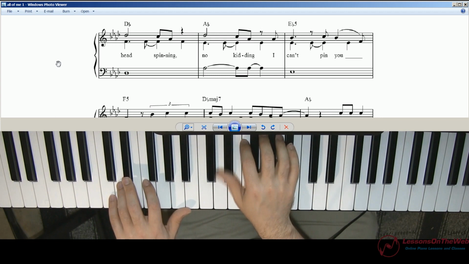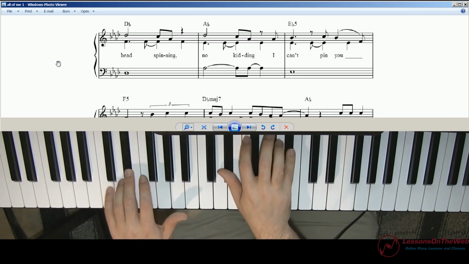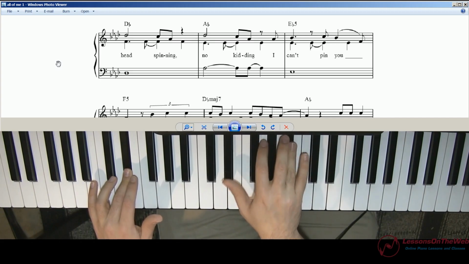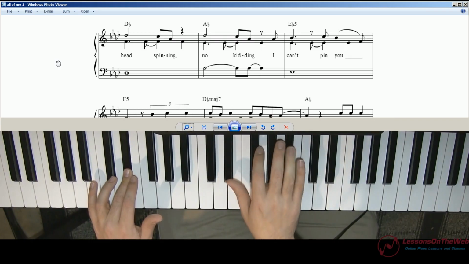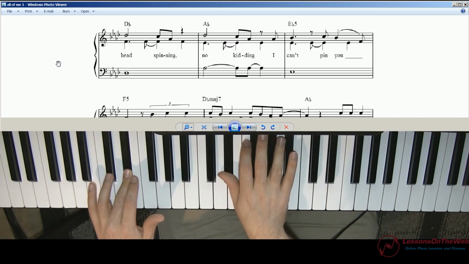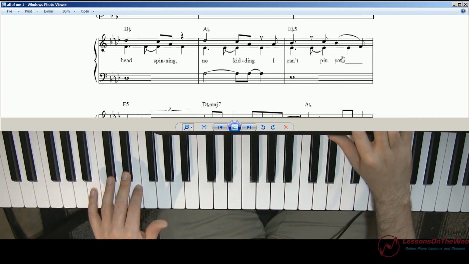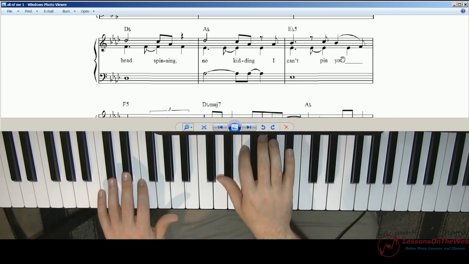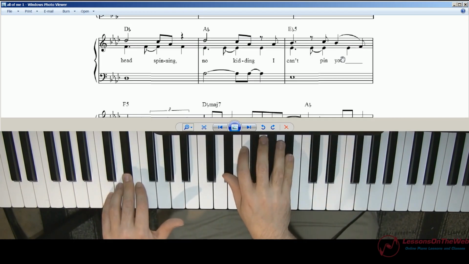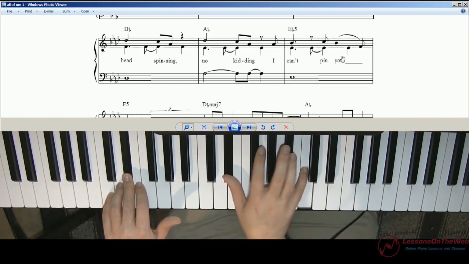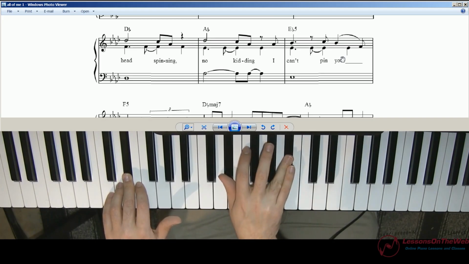Now, for the next measure, you're going to hit E flat with your left hand, and you're going to hit E flat and B flat with your right hand. "Can't," for the word "can't," you hit E flat. "Pin, you." Actually, "you" spans over 3 notes. In fact, I think it might even span over the next note. No. So only 3 notes there. Anyway, that last measure there, you hit those all at the same time. You have an E flat by itself, and then for "pin," you're going to hit C, B flat. And for "you," you're going to hit B flat, E flat, F.